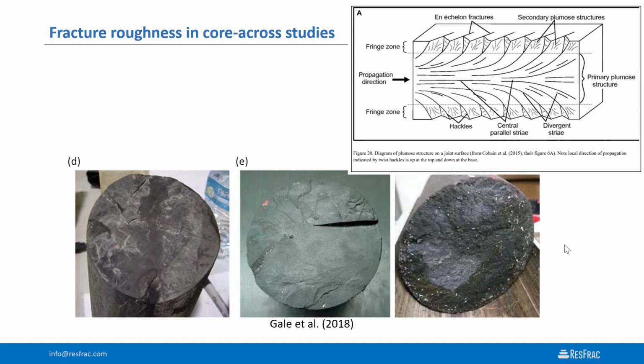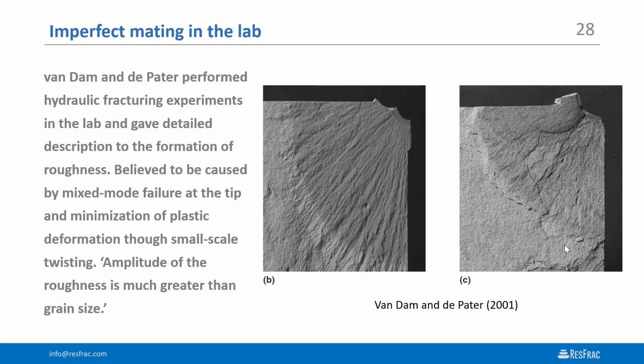I would propose a simple experiment: go out and get a rock, smash it with a hammer, and then try to put the rock back together. What you're going to see is it doesn't completely mesh back together. There is roughness when hydraulic fracture walls come back into contact. Here's an example from a laboratory experiment, Van Dam and De Pater. They did opening mode hydraulic fracturing in this block of rock.